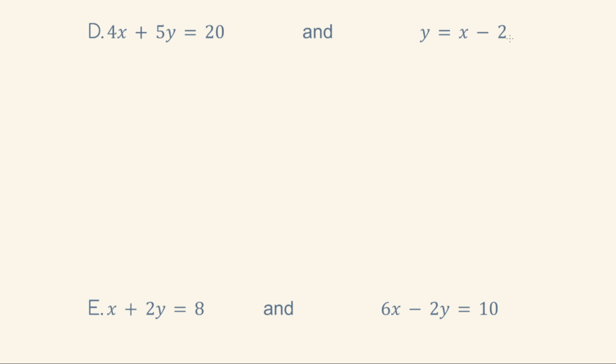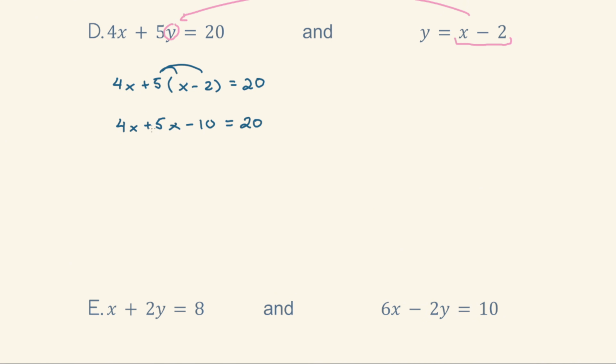Let me use a different color here. y is equal to x minus 2. Okay, so I could just plug that x minus 2 in there. So you're going to get 4x plus 5, and instead of y, I'm going to write x minus 2, is equal to 20. Now we distribute that 5, right? We get 4x plus 5x minus 10 is equal to 20. We simplify this a little bit. You get 9x is equal to 20 plus 10.